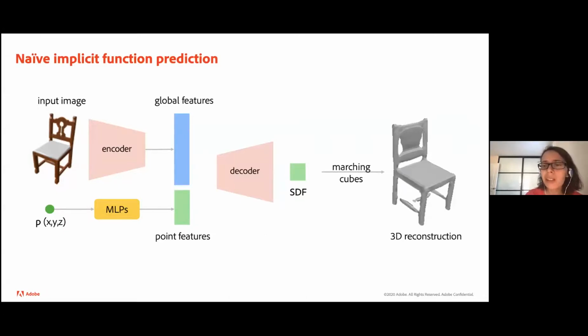And one main reason for this is the fact that for every sampled point, regardless of where the point is, we are just using the same set of global image features. This is good to capture the overall shape of the object, but it also lacks information about the local details. So how can we tackle this problem?